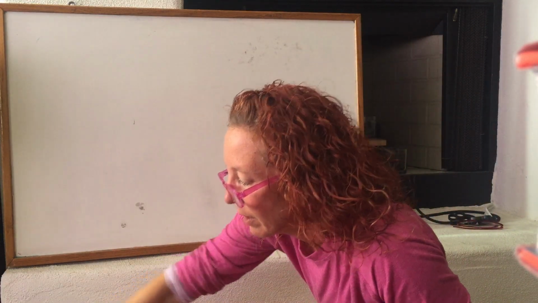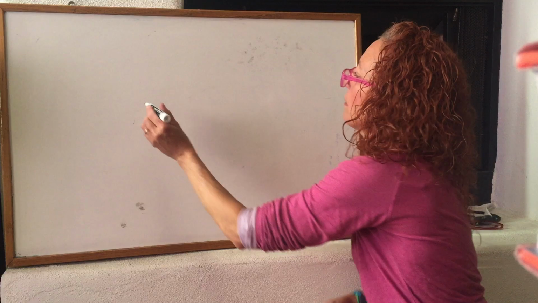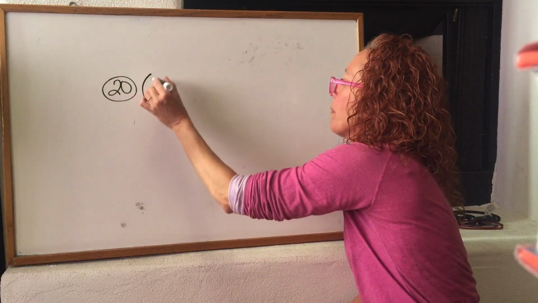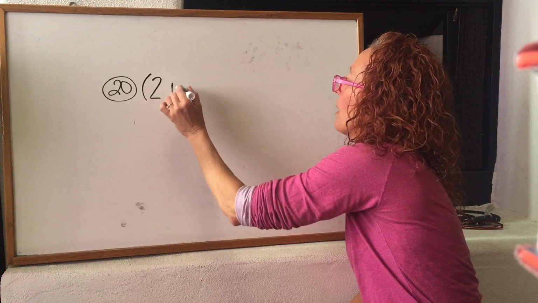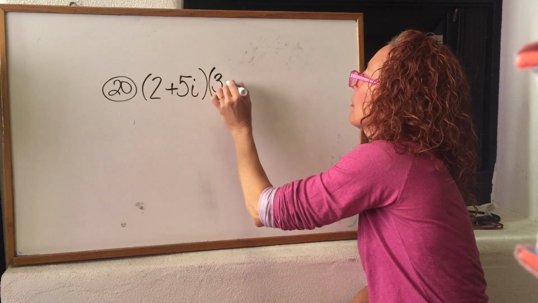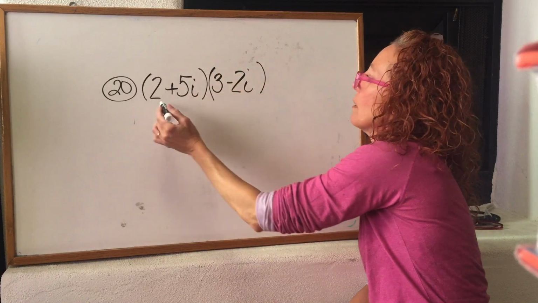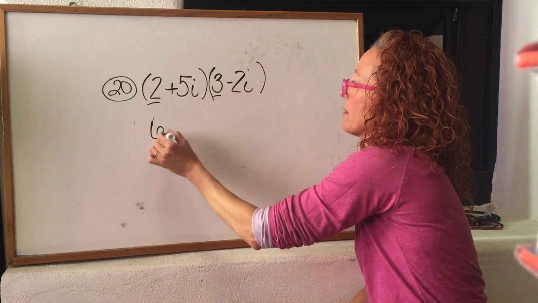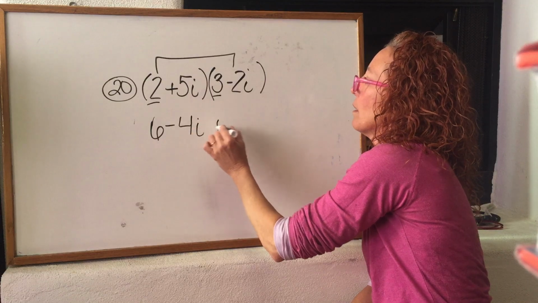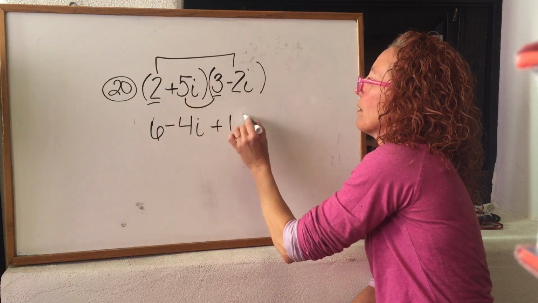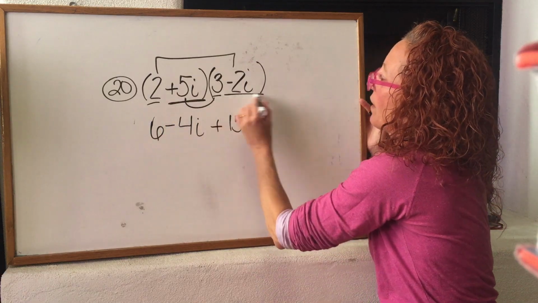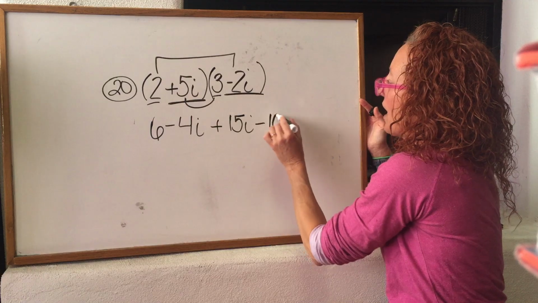And number 20, we're gonna FOIL with i. You can tell it's FOIL because again, there's no sign in between them. And it says multiply. So 2 times 3 is 6, minus 4i, plus 15i, and then that back part we have a positive 5 and a negative 2, so negative 10.